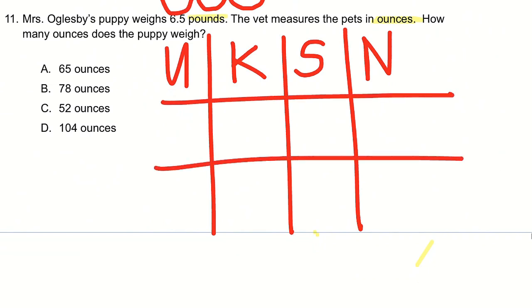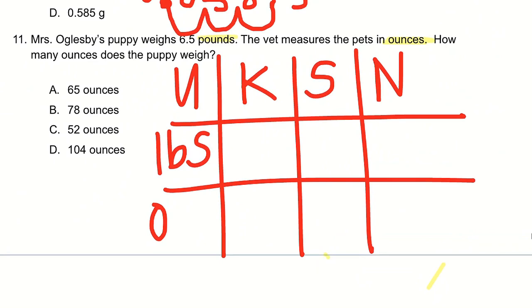Okay, UKSN. So my units are found in the problem. Again, we're talking about pounds and ounces. So I've got pounds and I've got ounces.